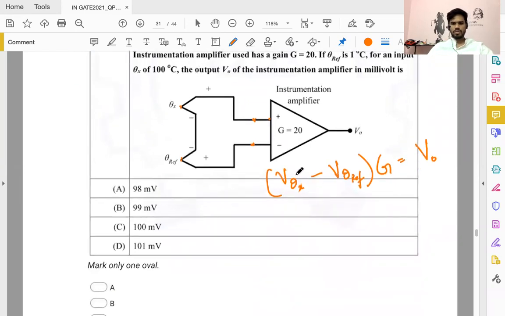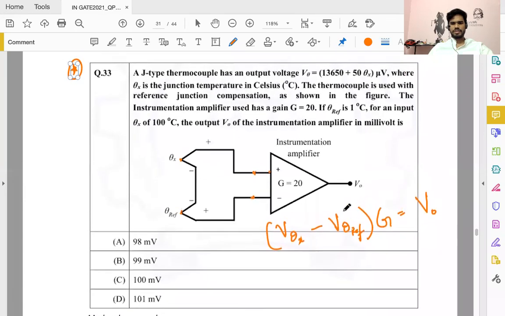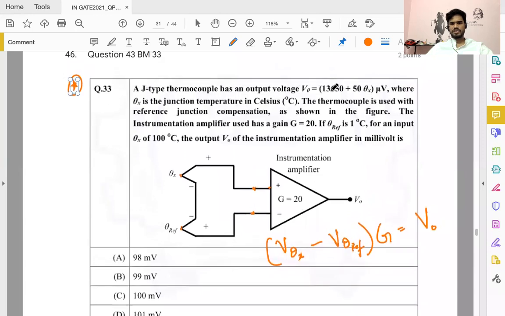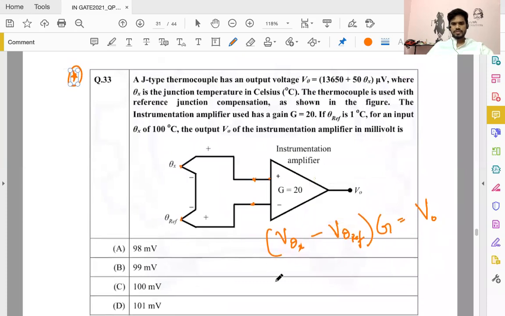So the question is, what is V theta x minus V theta ref? Notice the constants and all will disappear. 13650 will disappear. So you have 50 times the corresponding temperature. Kelvin or Celsius doesn't matter because we are looking at a difference. 50 times 100 degrees Celsius, minus 50 times the reference, which is 1 degree.